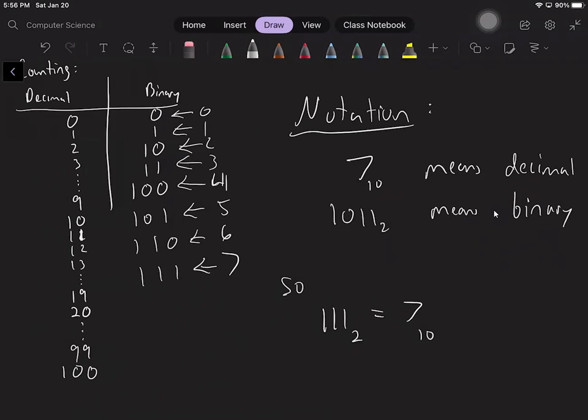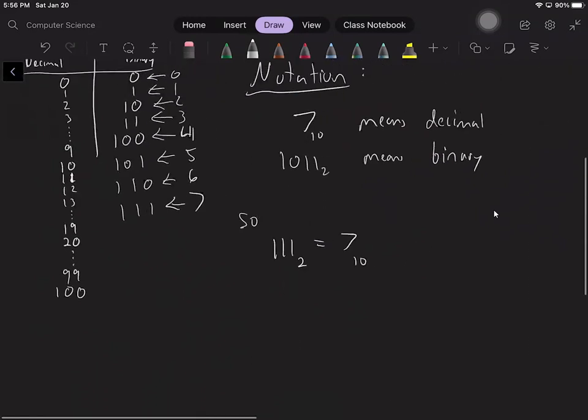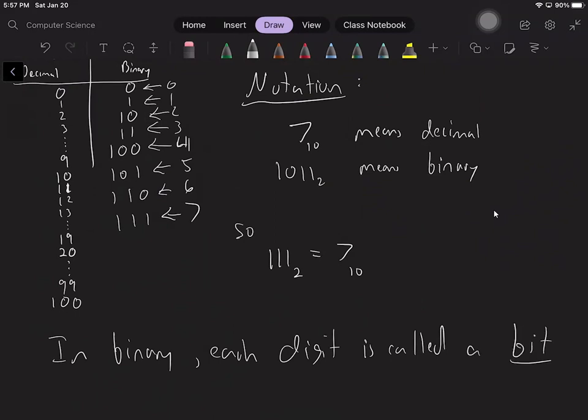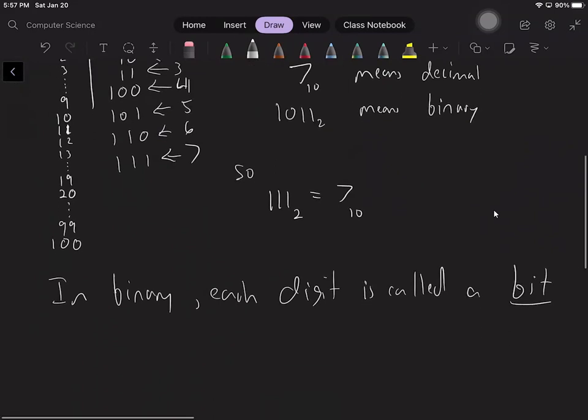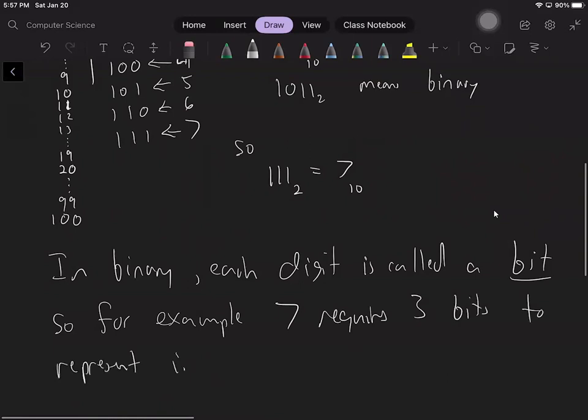Okay. Let's see, what are we going to do now? Some more sort of just notation stuff. So in binary, each digit is called a bit. That will come into play later, another day. But what we could say right now is, for example, 7 requires 3 bits to represent in binary because I had to use 3 digits.